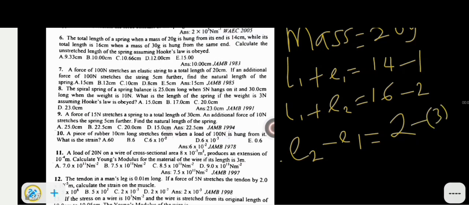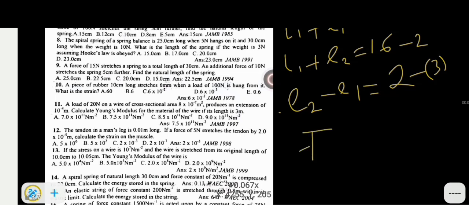Then remember from your Hooke's law that F is equal to KE. Something that is constant here is the spring constant, which is K. So K is constant in this case. So you need to use the masses that were hung to get the extension. From there, you cannot get the spring constant. The spring constant is a constant. So you don't need to stress yourself because it's going to be the same for the two cases.